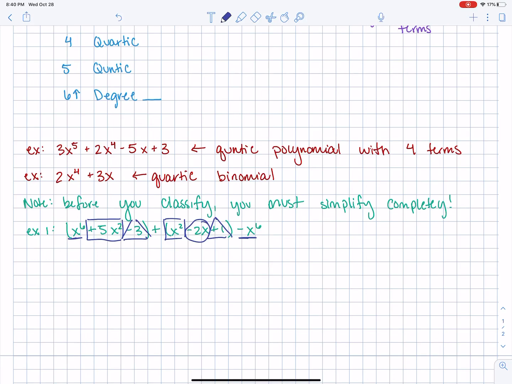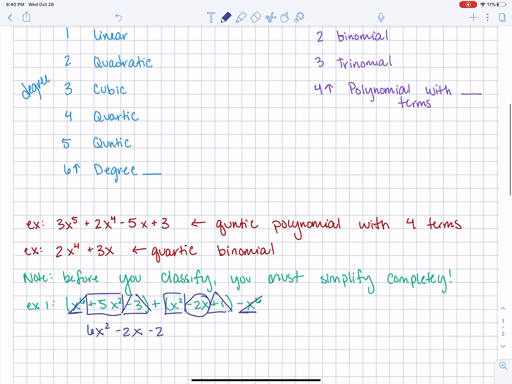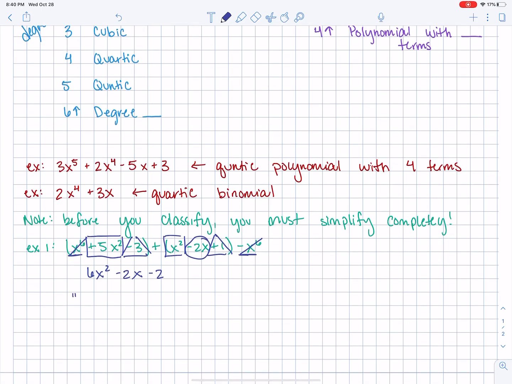Okay, so now let's go ahead, let's combine all of these. X to the 6th minus x to the 6th, that goes away. So now we're left with 5x squared plus x squared, so that's 6x squared, minus 2x, negative 3 plus 1 is minus 2. So final answer on this one is 6x squared minus 2x minus 2. So going back to our chart up here, it is a quadratic trinomial. So we call this a quadratic trinomial.